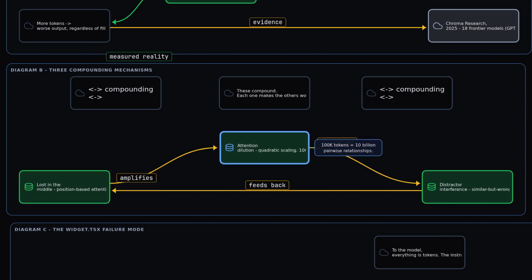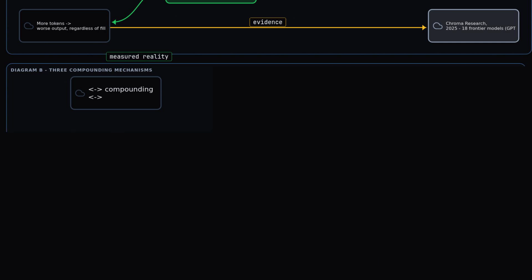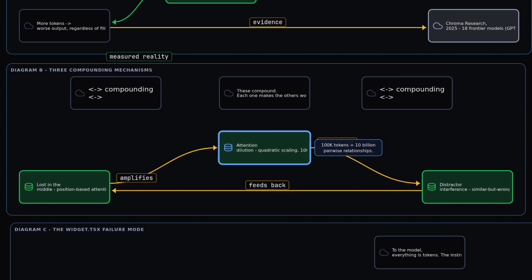Second, attention dilution. In transformers, every token attends to every other token. That's quadratic. With 100,000 tokens, the model is tracking 10 billion pairwise relationships. Each gets a thinner slice of attention. More tokens means each one gets less of the model's focus.